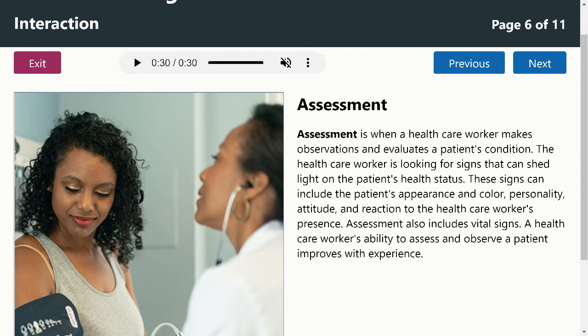So you need to know that assessment involves the healthcare worker looking for signs that can shed light on the patient's health status. That's assessment.